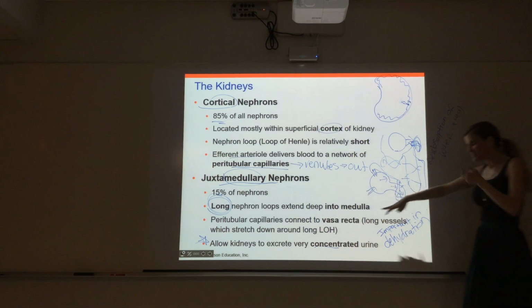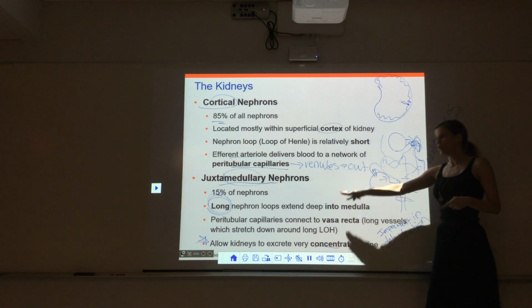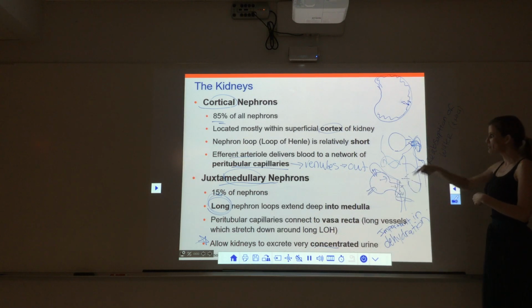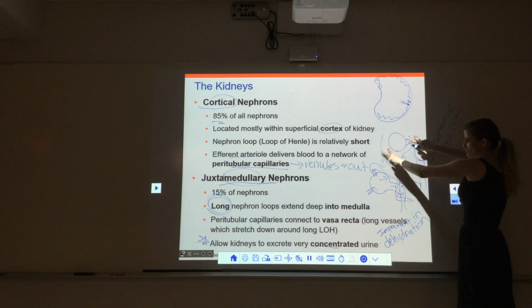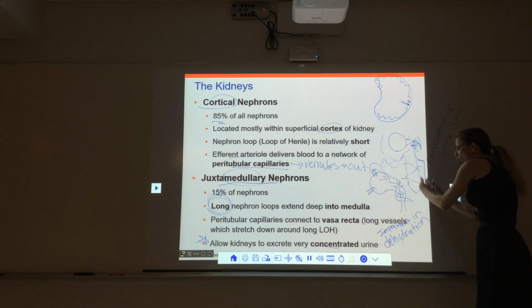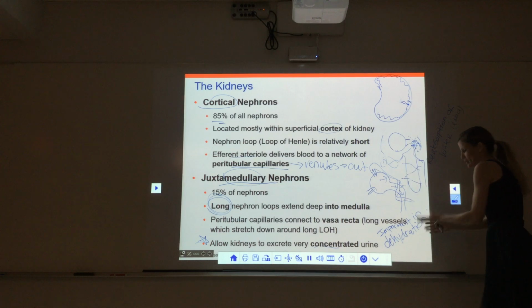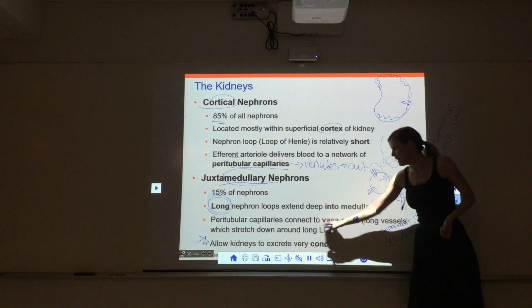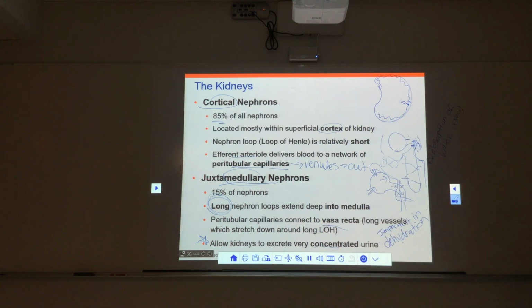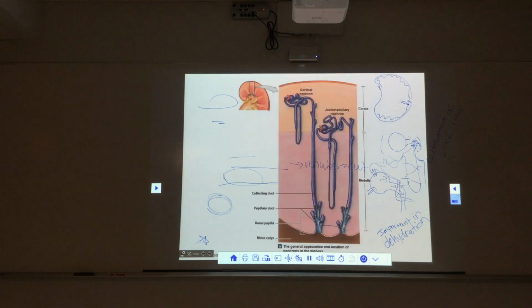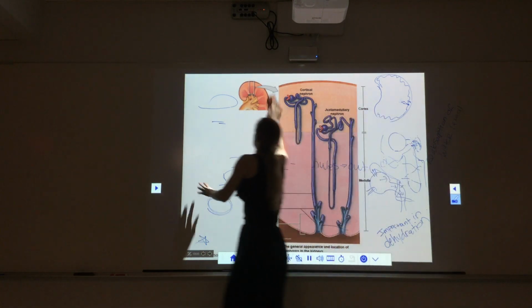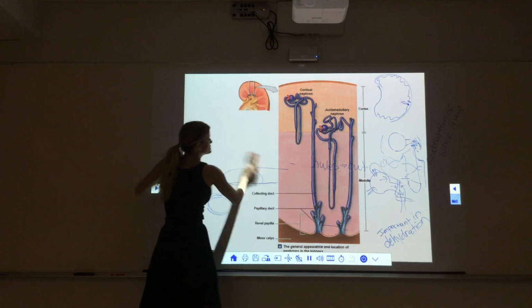Also, we see that we have additional vessels present here. We have our peritubular capillaries that are present up around the convoluted tubules, but then we have these really long capillaries that drop down around that long loop of Henle, and we call those the vasa recta. I've got pictures right here, and then I'll be done. So here we see the two different types of nephrons.